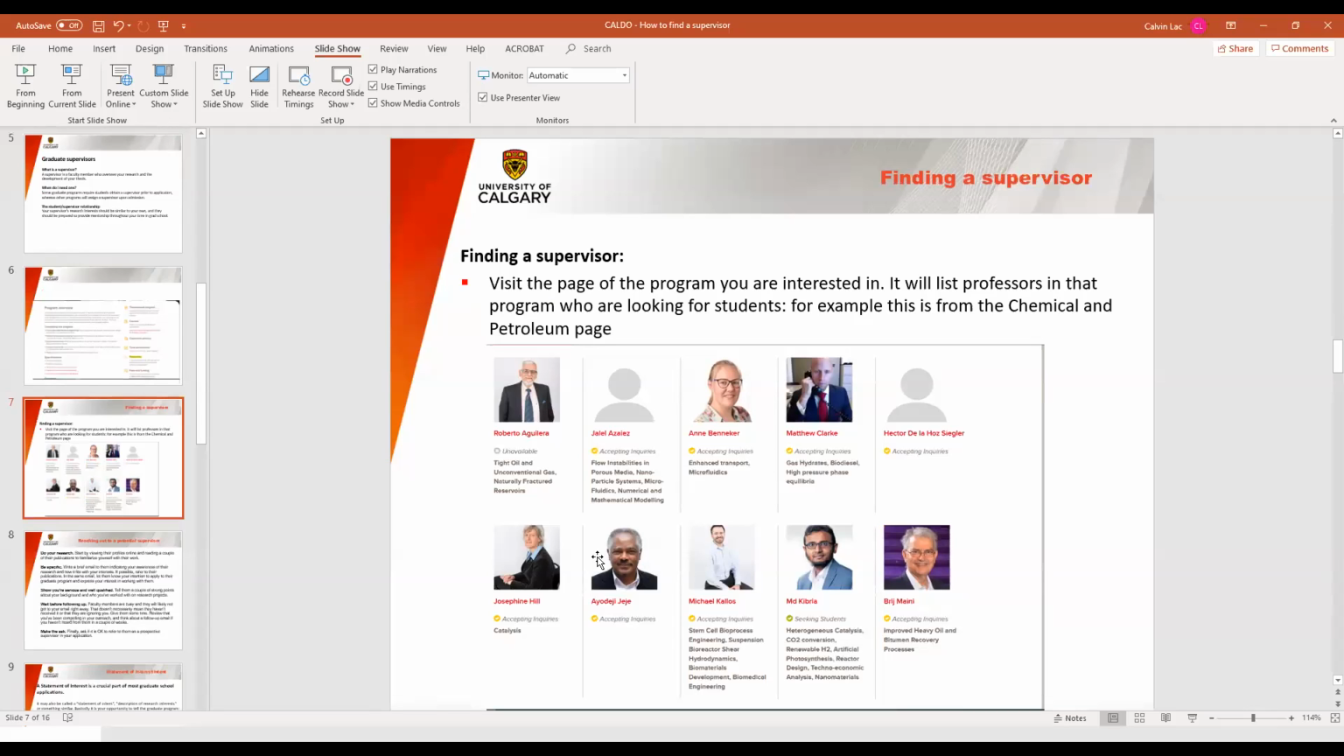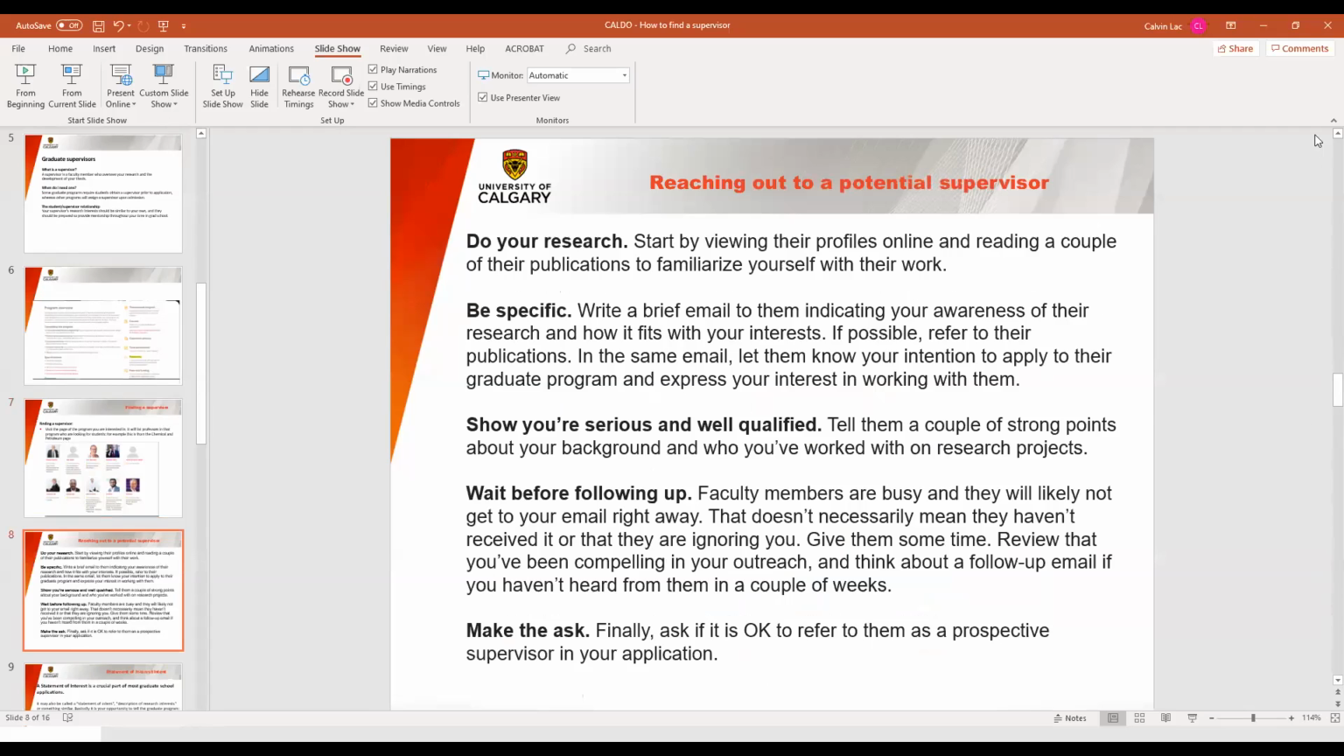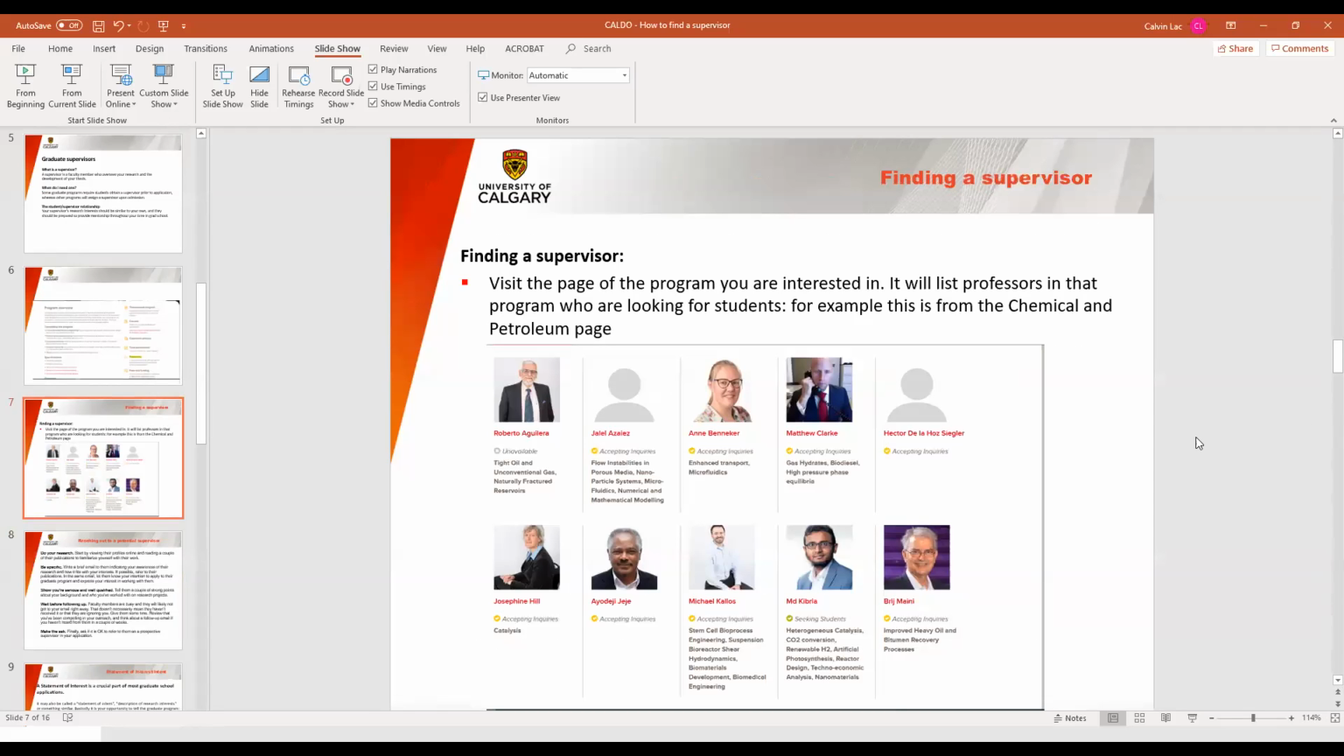This makes it easier for students to visit the program page to quickly look and identify professors who are accepting inquiries, or who are unavailable, for example. And if you click on one of the professors, you'll see his or her research and also a contact form. I wonder if I can show you quickly here what that might look like. Give me 1 second.